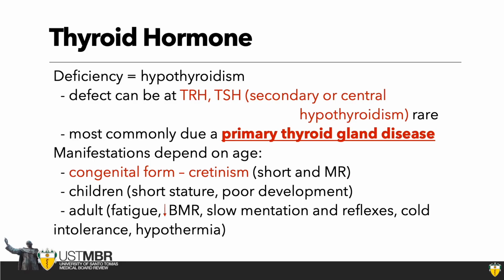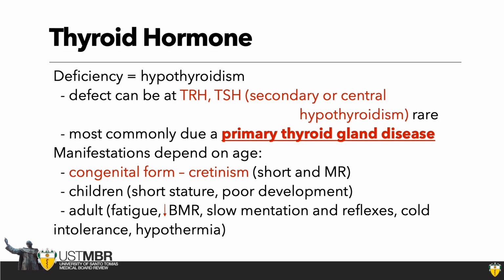Thyroid hormone deficiency, very quickly, could be due to secondary causes in the hypothalamus or the pituitary. If you don't have TSH to stimulate your thyroid gland, you'll have secondary hypothyroidism. But those are rare. Pituitary problems causing hypothyroidism are quite rare. The more common ones are primary, meaning the thyroid gland is the one that's defective. Okay. Manifestations depend on at what age.